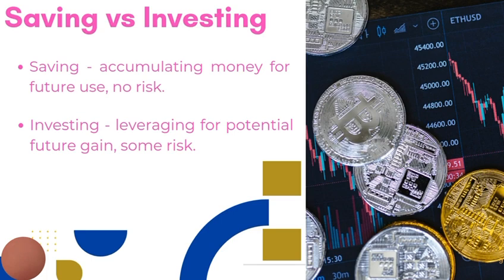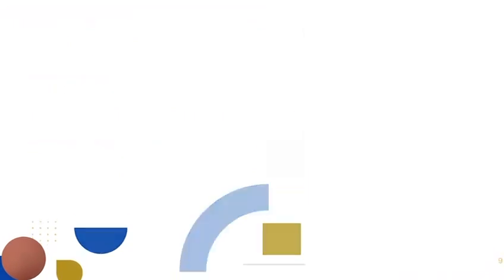And then lastly, we need to differentiate between saving and investing because they are often confused. Saving is purely accumulating money for future use, and there is no risk because you are just setting apart a portion of your income and piling it somewhere in some bucket. While investing is leveraging for potential future gain or profit, and it involves some risk. And that risk varies from minimum, moderate to high risk. So that's the difference between saving and investing. You need to take note of that.